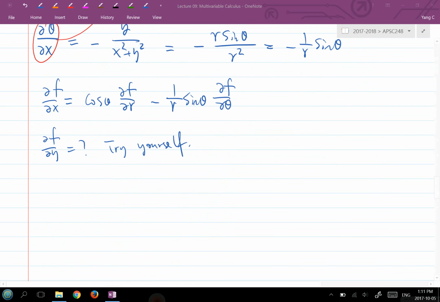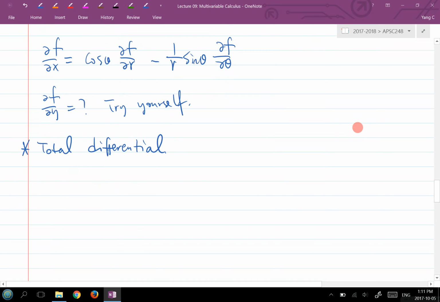The next concept here is called the total differential. I'm going to approach this concept through the same function of a single variable first, through very simple ideas. So let's say I start with a function of a single variable, and here's your f of x.